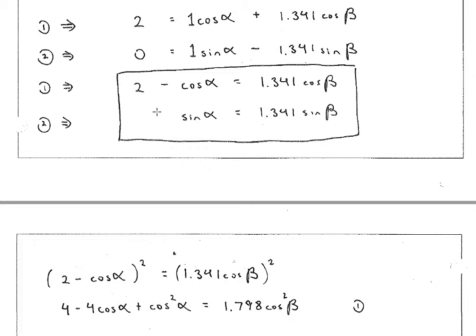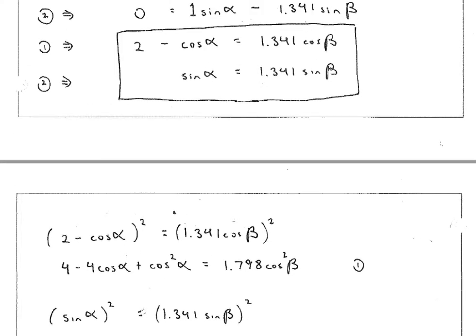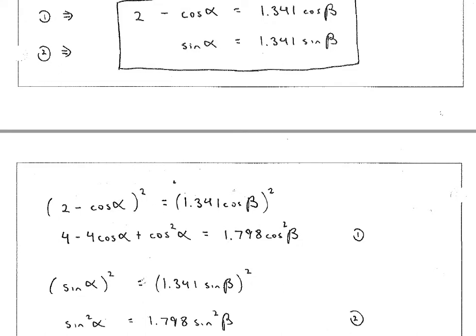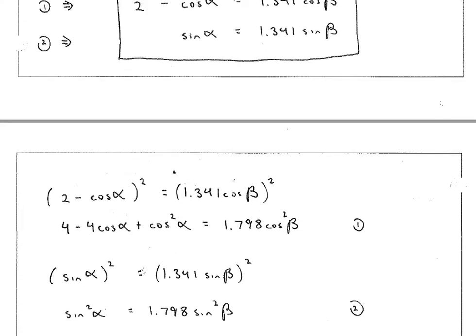So I'm going to square both equations. On the left side, I end up with 2 minus cos alpha, squared. So 2 squared is 4, minus 4 cos alpha plus cos squared alpha. On the right side, 1.341 cos beta squared, and we get that number. Same thing for the other equation: sine alpha squared, 1.341 sine beta squared. And we get those two equations.